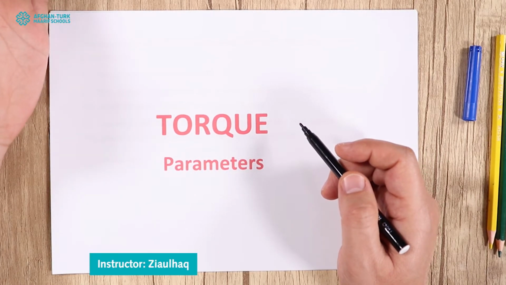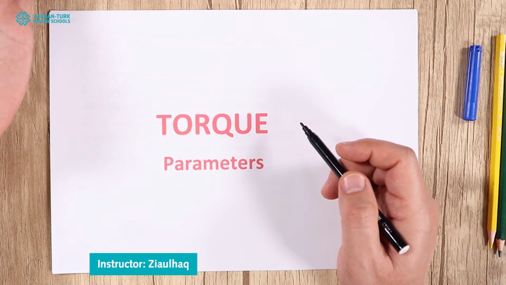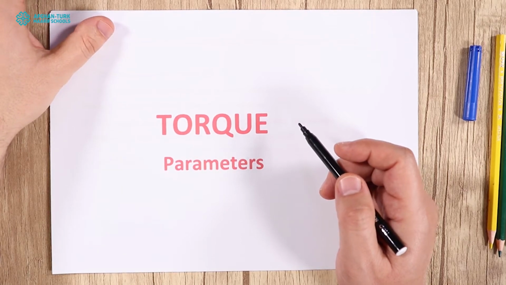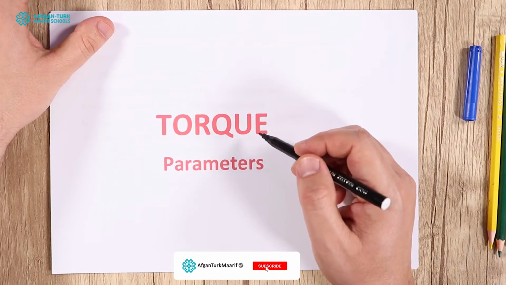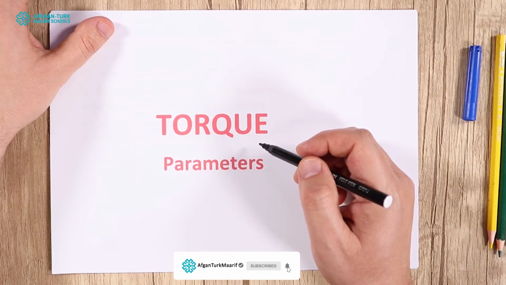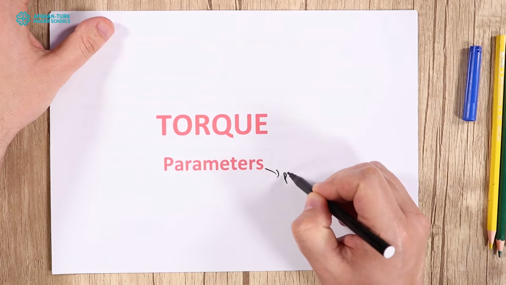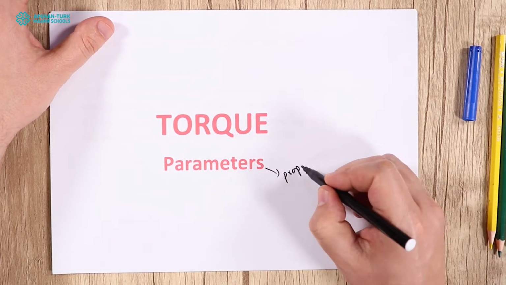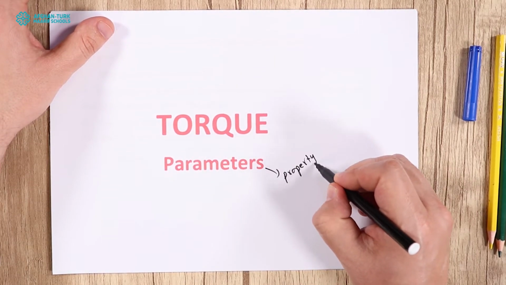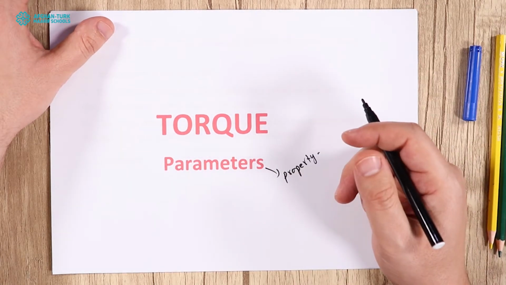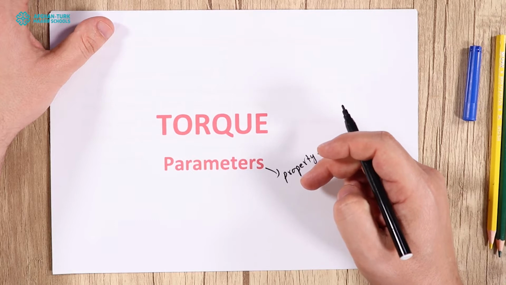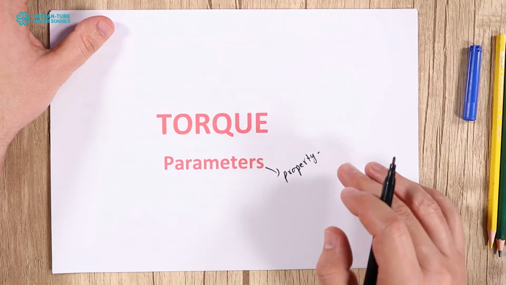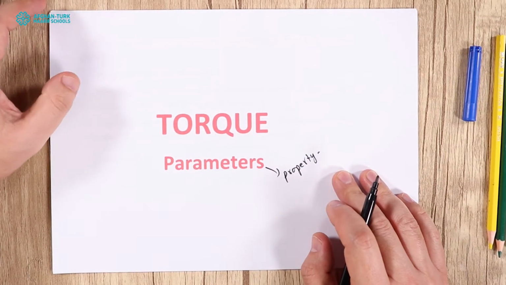Okay student, in the previous video we studied the torque. Now in this video we are going to study some parameters or properties of the torque, like when the torque is more, when the torque is less, or when the torque is zero.